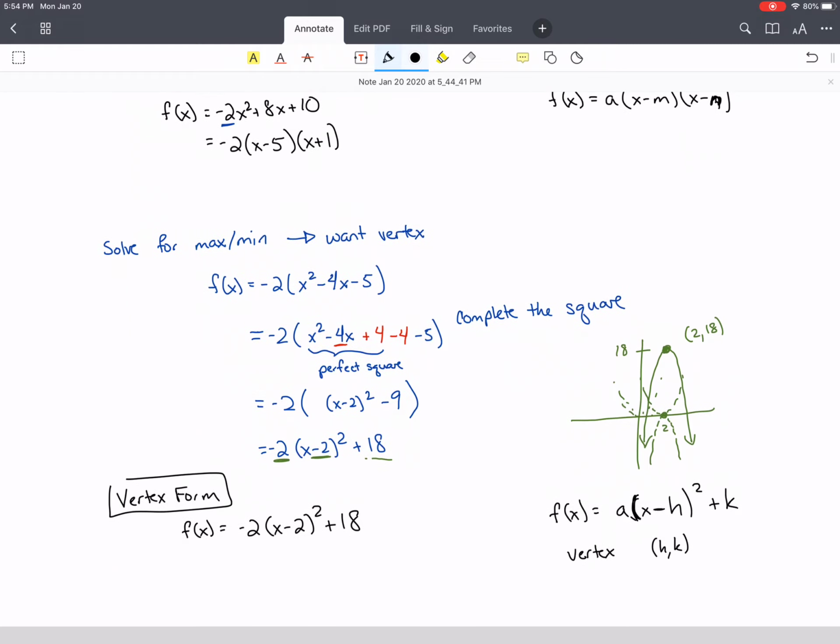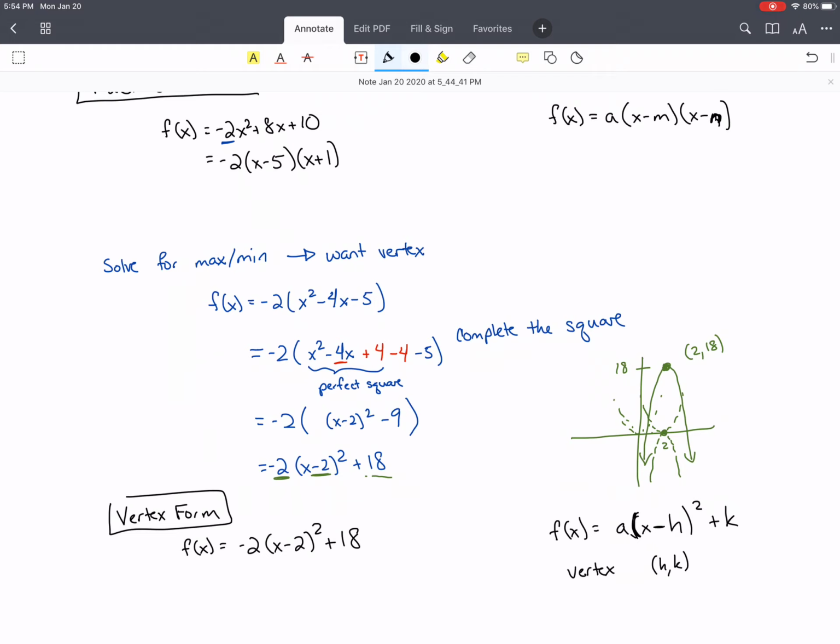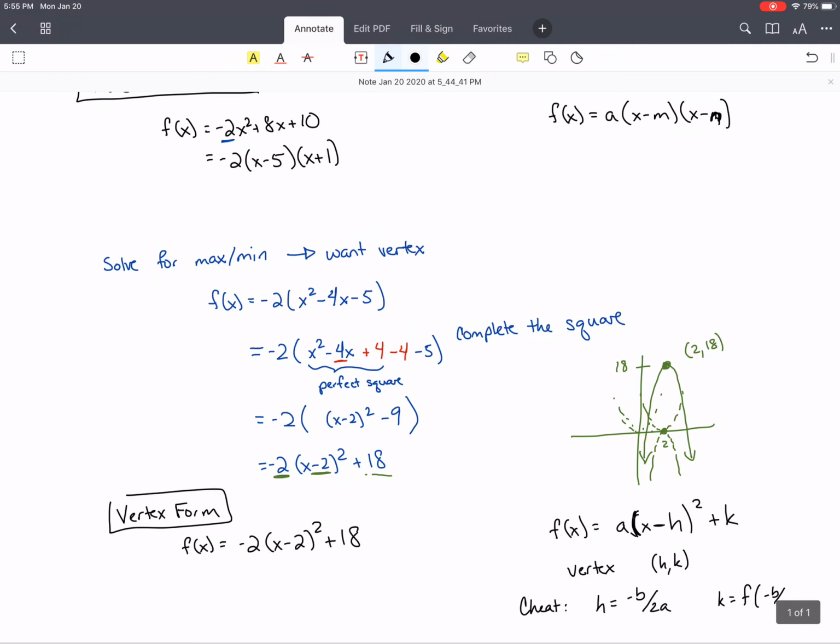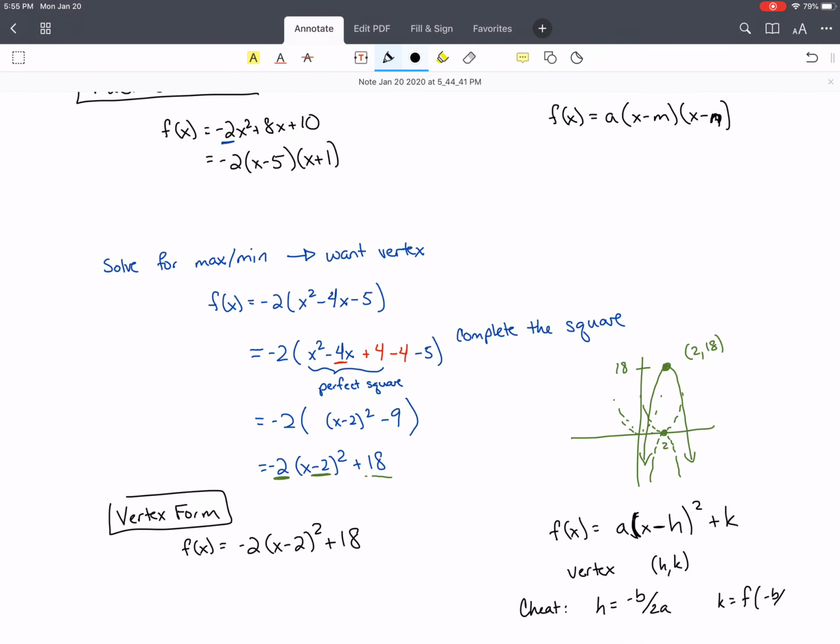Now, we found this vertex by completing the square, but we can do this with a cheat. I can always find my vertex by saying, from standard form, h is negative b over 2a, and then k is just the output at that vertex. So k is the output at negative b over 2a.